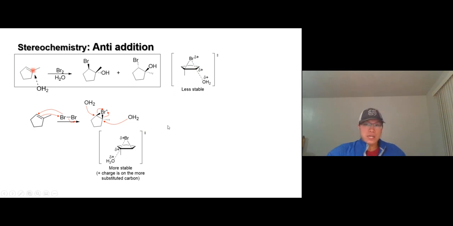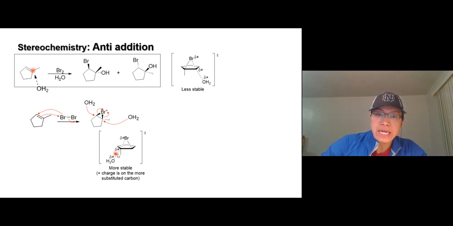If you look at the transition state right here and compare the stability, the more substituted carbon better stabilizes positive charge. The less substituted carbon doesn't stabilize the positive charge as well. You might ask, how does it get positive charge here? Well, it doesn't really get positive charge, it gets partial charge. There's a bond forming and a bond breaking right here. The positive charge is transferred from bromine to water.